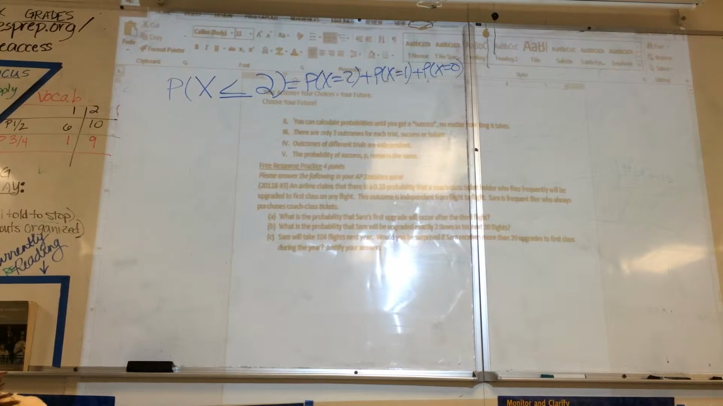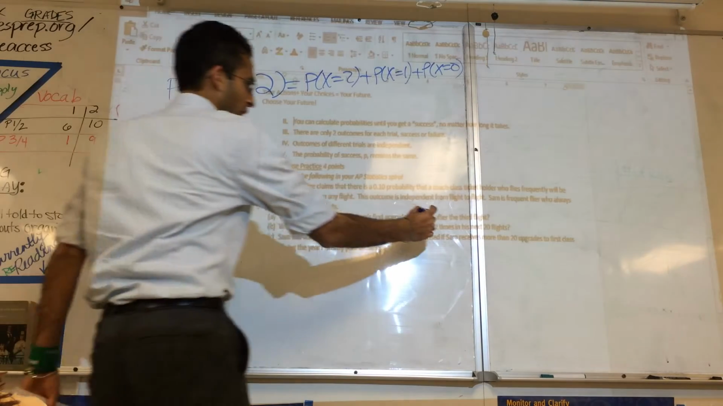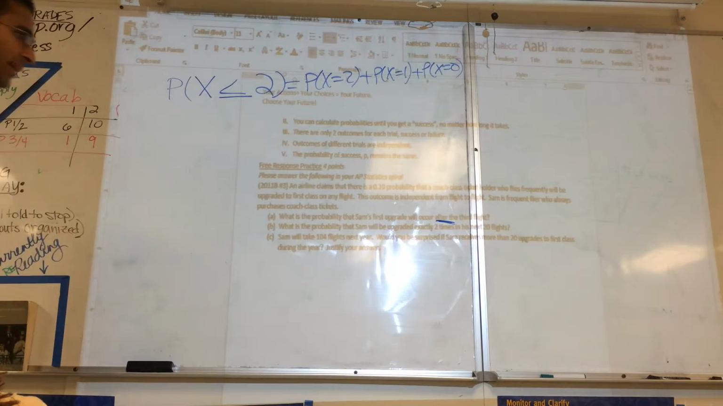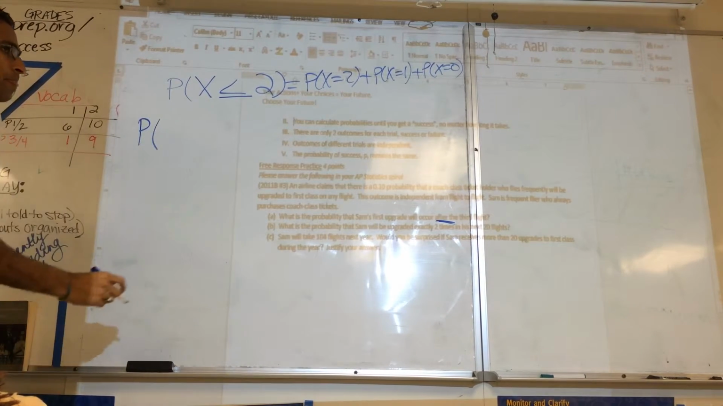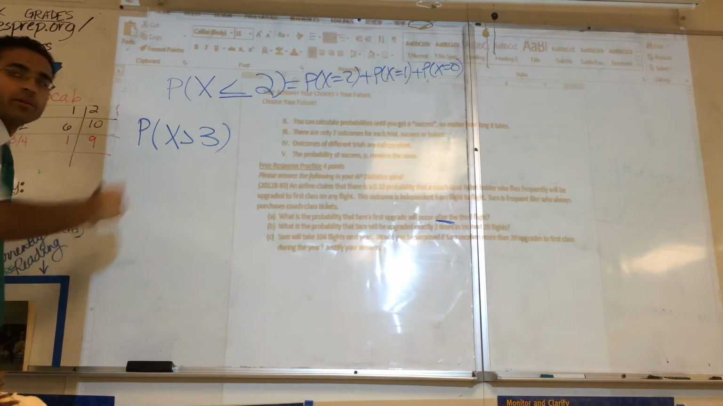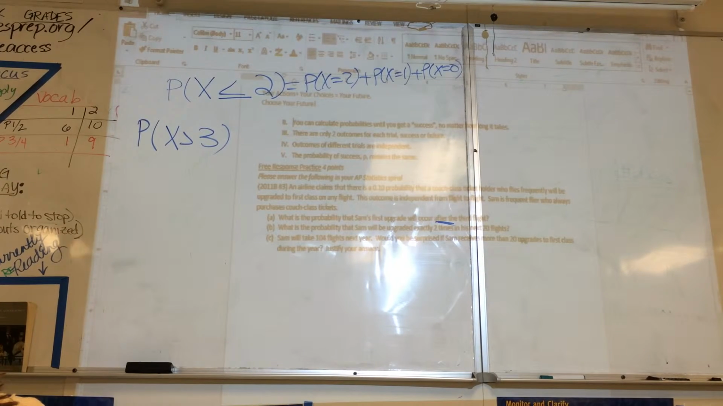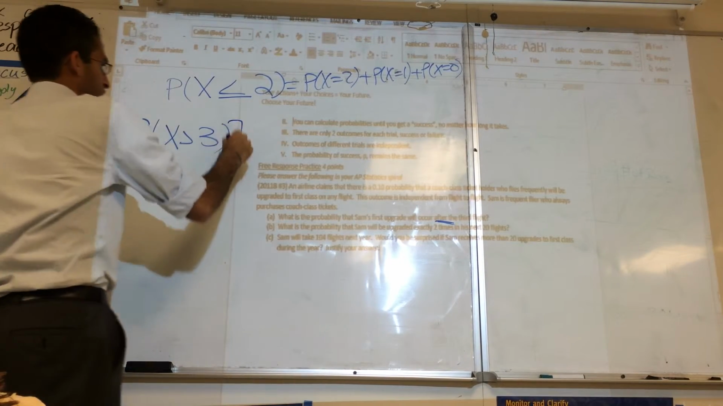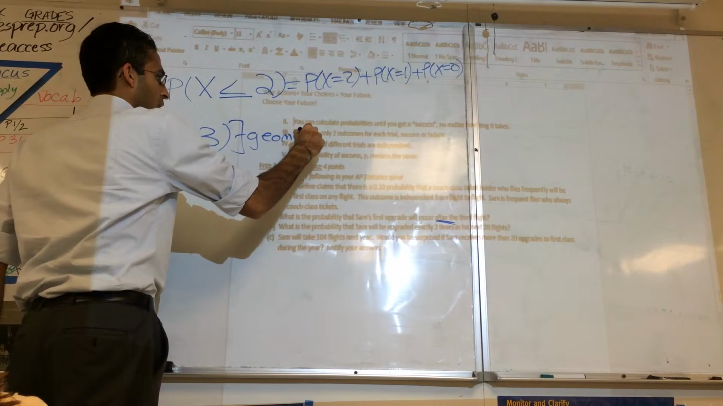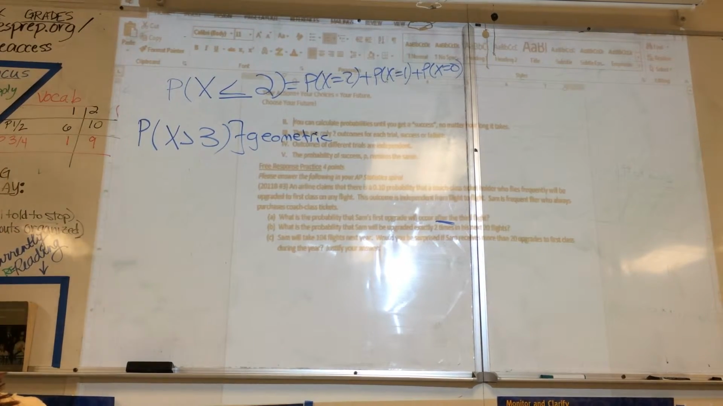What is the probability that Sam's first upgrade will occur after the third flight? So I want the probability that x is greater than 3, because I want it to happen after the third flight. Now, some people mistakenly thought this was binomial. This is geometric, because I'm asking, when does the first upgrade happen? That means I'm going to keep going till I get the first upgrade. This was geometric in part A.